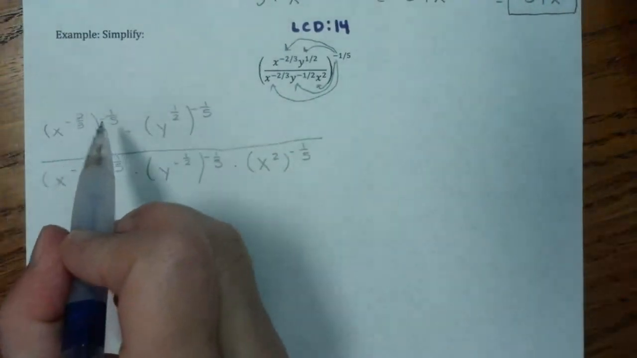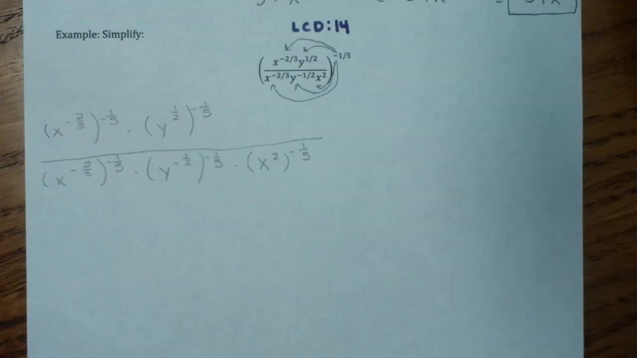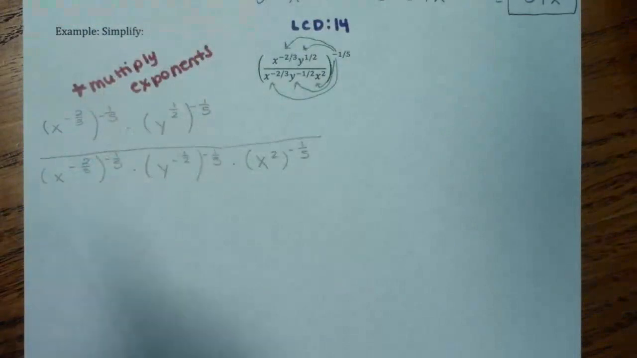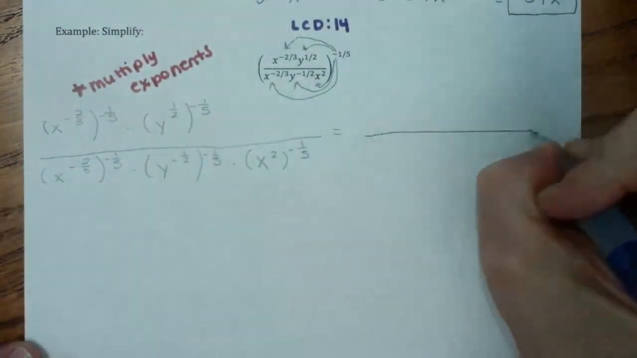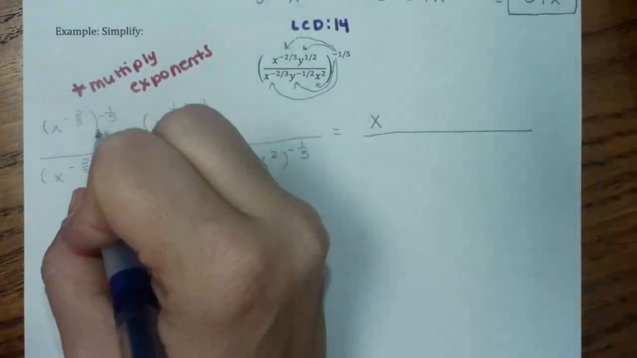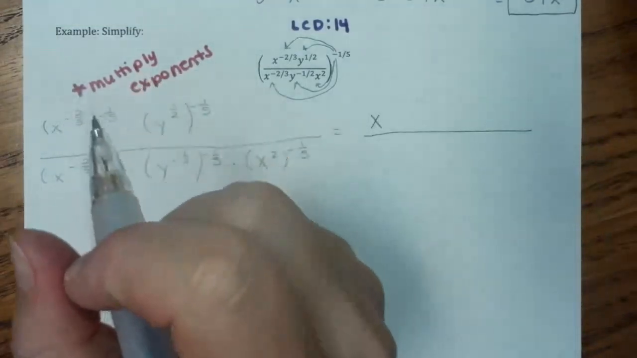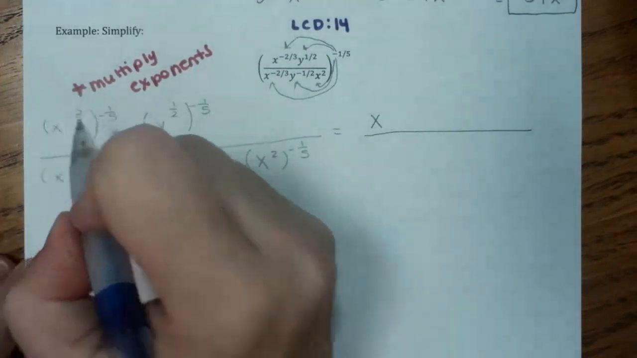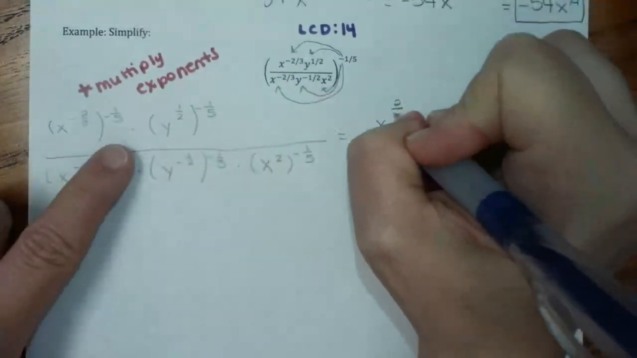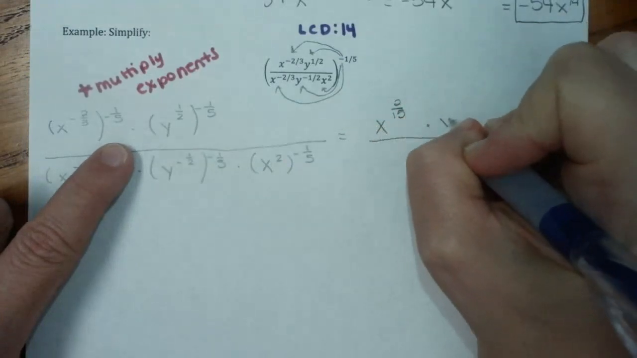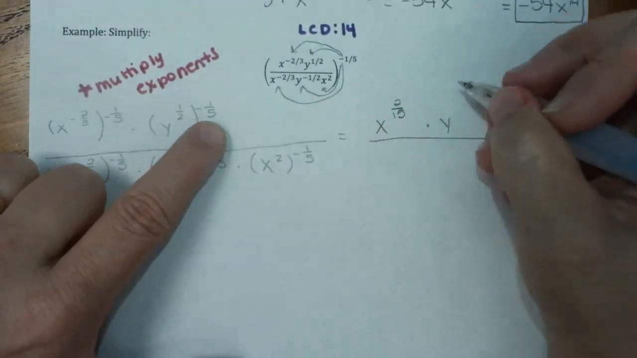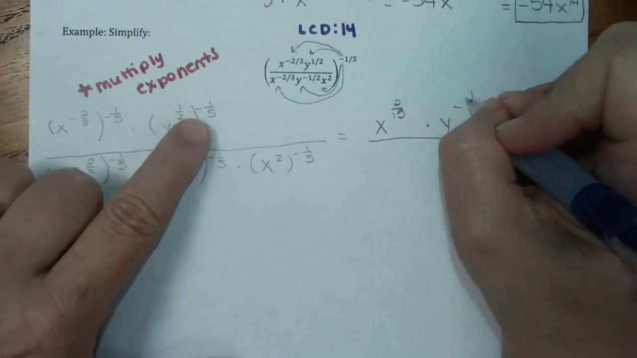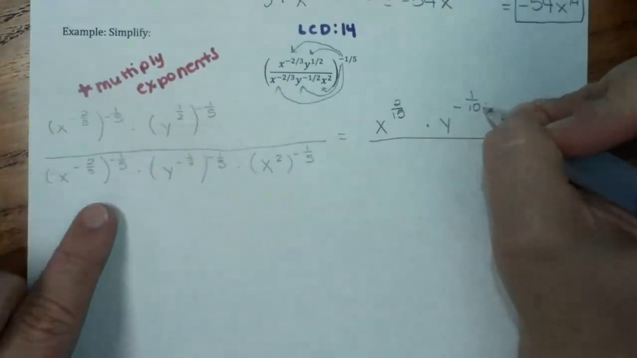So now, exponent power raised to a power, so we are going to multiply these exponents. That'll leave us with x negative 2/3 times negative 1/5. Negative times a negative is a positive. We're multiplying fractions, so top times top, bottom times bottom. 2 times 1 is 2, all over 3 times 5 is 15. Times y, positive 1/2 times a negative 1/5, so it'll be negative. 1 times 1 is 1, all over 2 times 5 is 10.